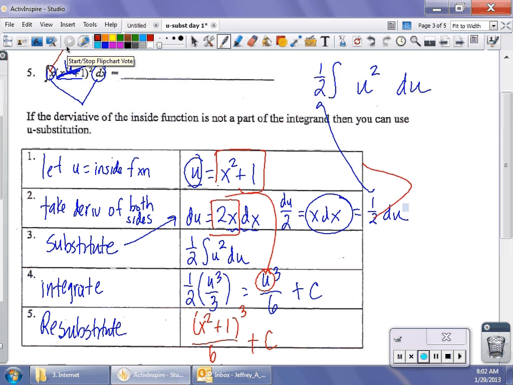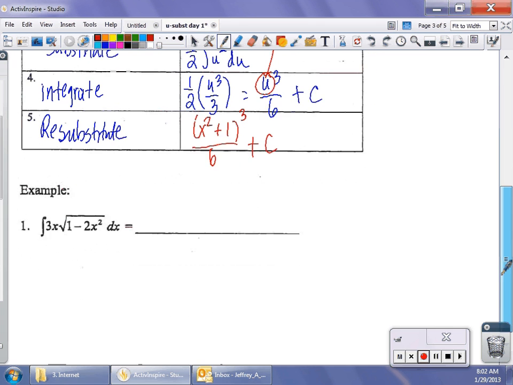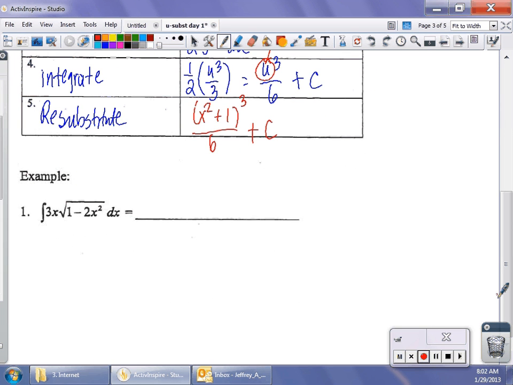All right, now I know at first this seems a little bit cumbersome, but let's look at a couple examples. The more you do this, the easier it becomes. All right, example number 1.